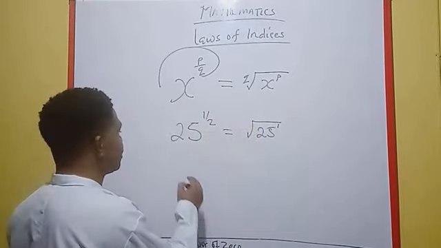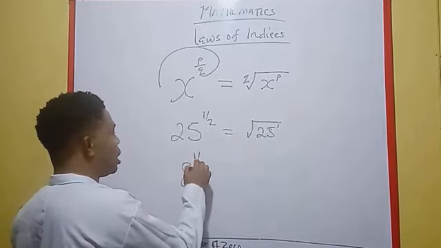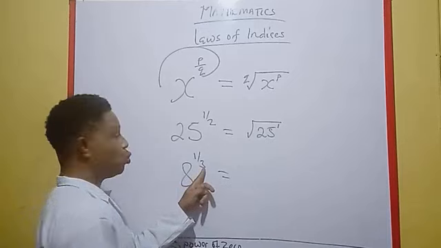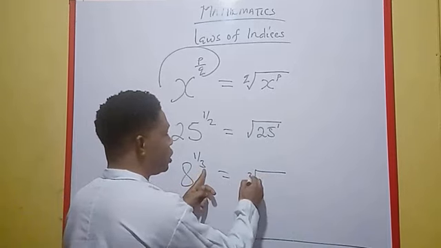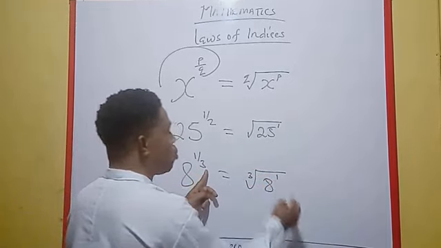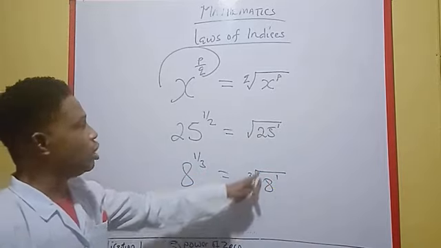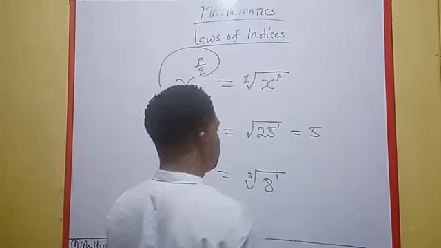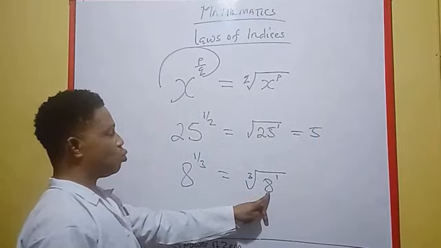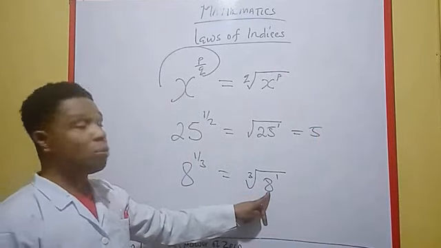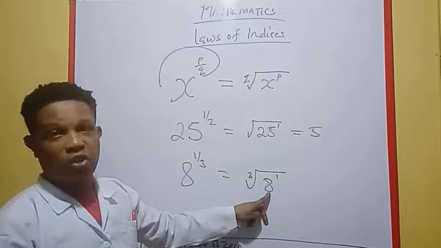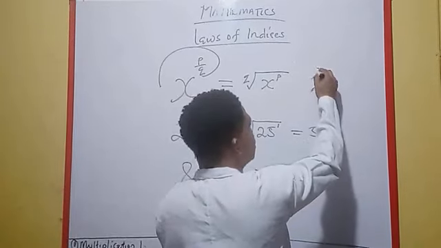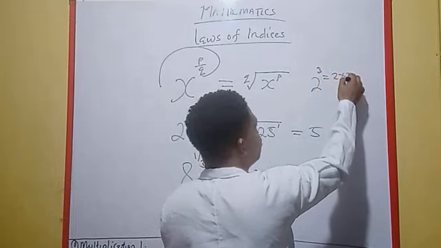For example, I can have 8 raised to power 1 over 3. In this case, this is not 2, so in my root, it will reflect there. So you have 8 raised to power 1. The square root of 25 is 5, of course. Then this one, you can break it down. This one is 2 raised to power 3. 2 raised to power 3 will give you 8. 2 times 2 times 2.